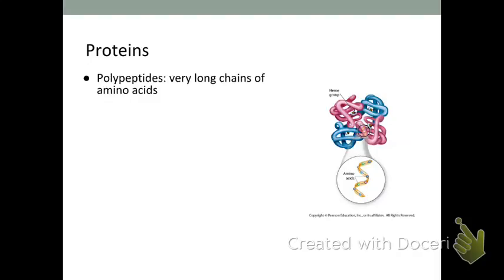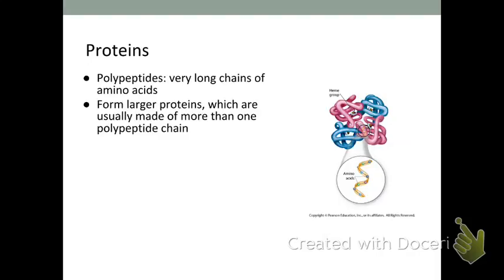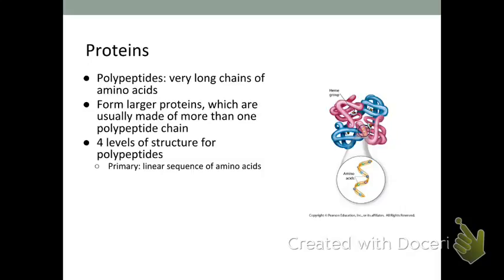But that's not a functional protein yet. It has to go through several stages of structural changes before it becomes functional, and that's what this slide is going to talk about. There are 4 levels of structure to polypeptides. The first is the primary structure, which is the linear sequence of those amino acids. It's the order in which you put them in.